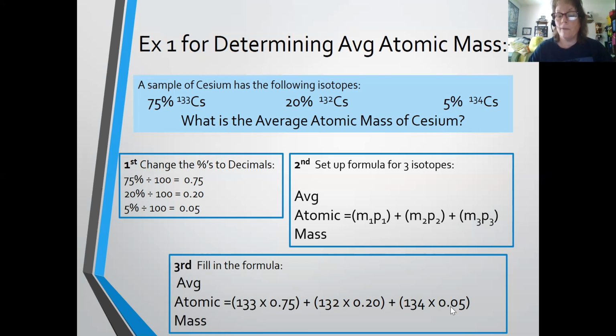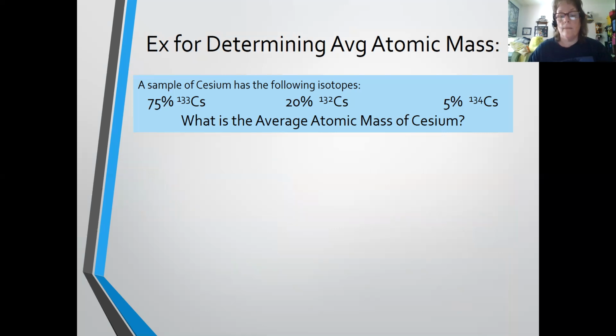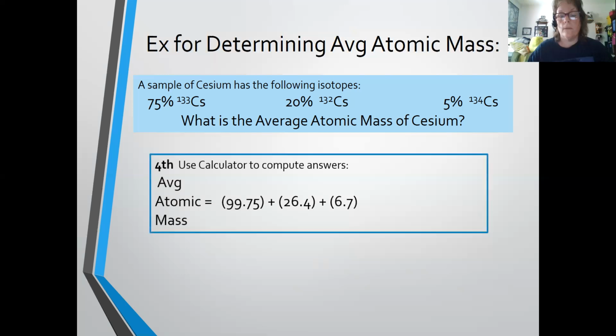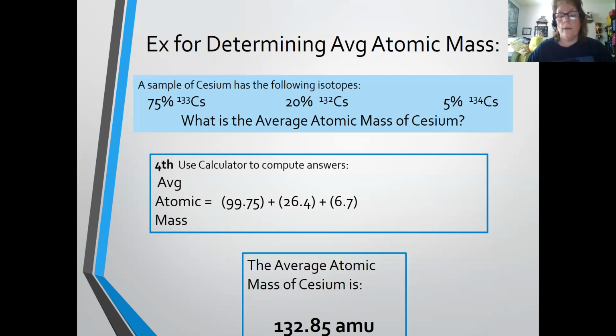And then you just multiply in parentheses first and then add it together. Okay, so there it is, multiplied. Each one of those was multiplied in parentheses, and then we got to add them all together, and the average atomic mass for cesium is 132.85 AMU. AMU, again, is atomic mass units. That's just the units that we use for figuring out atomic mass.